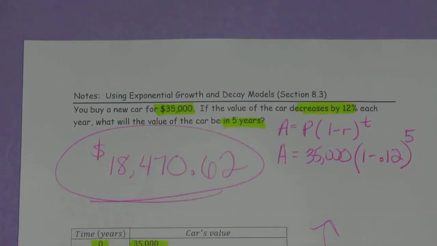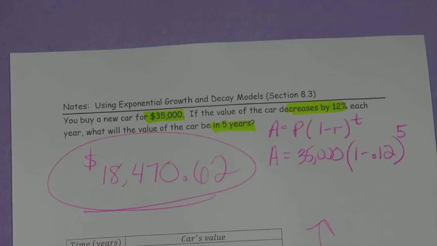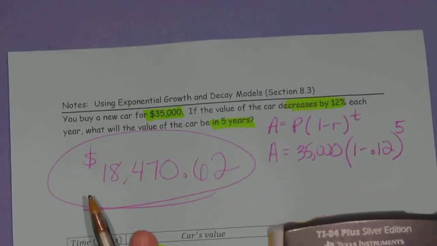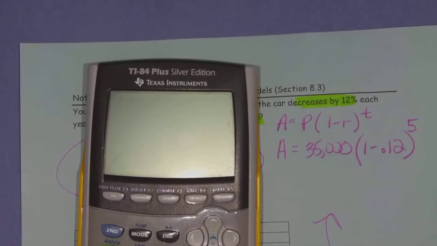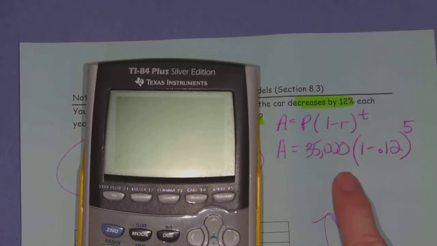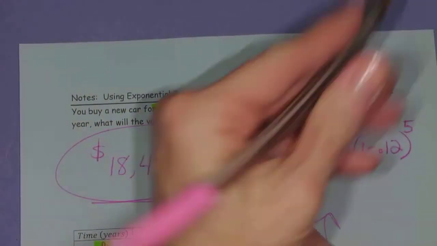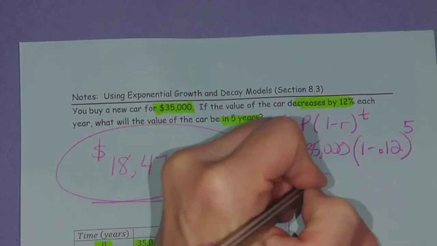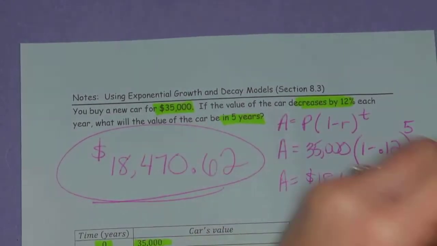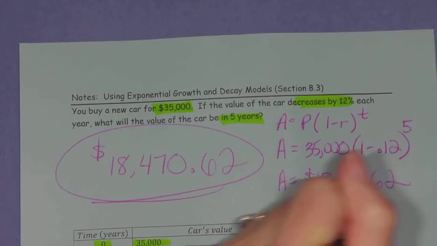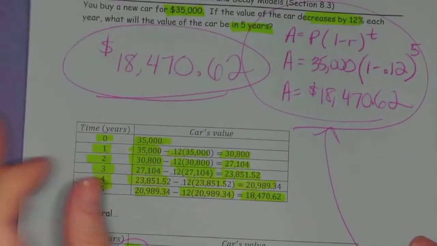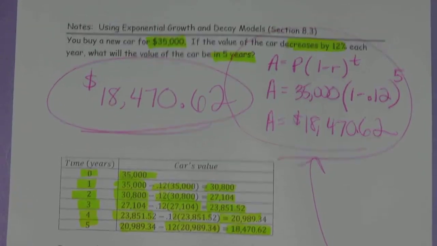So you would have grabbed your calculator, which I can't find right now. Oh, here it is. You would have plugged that into your calculator and gotten 35,000 times (1 minus 0.12) raised to the 5th power. Check it out. There it is: 18,470.62. Look at the difference. By developing that formula, we don't have to go through all this tedious work anymore.